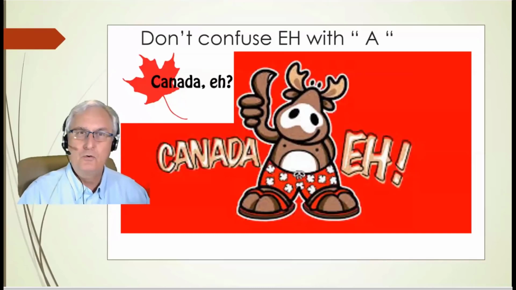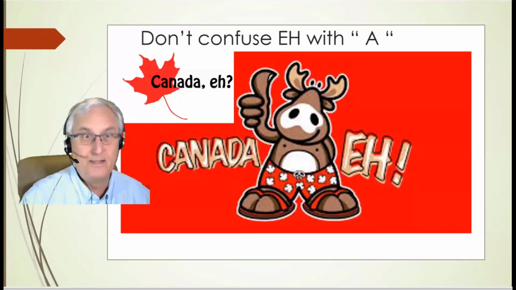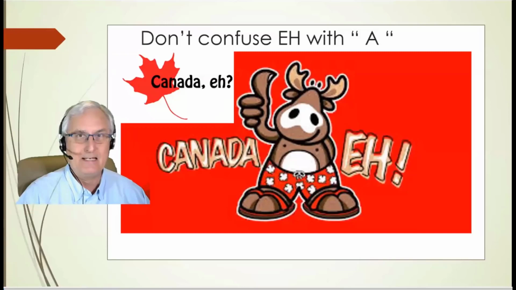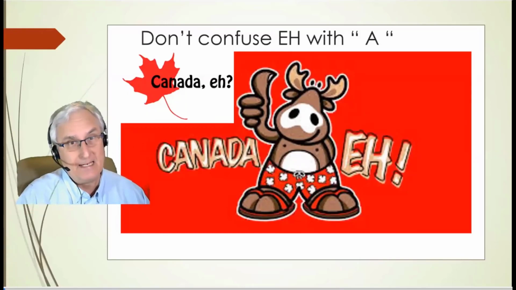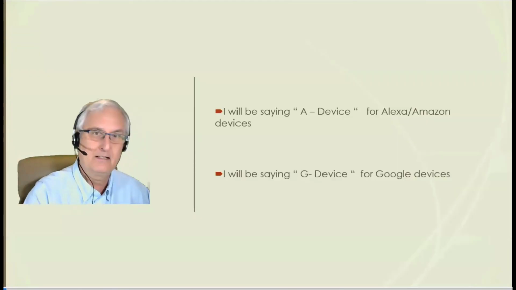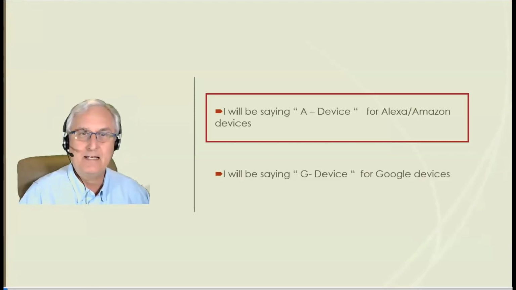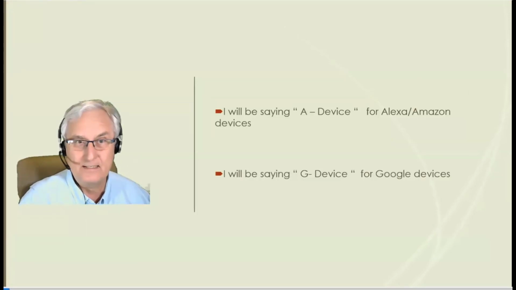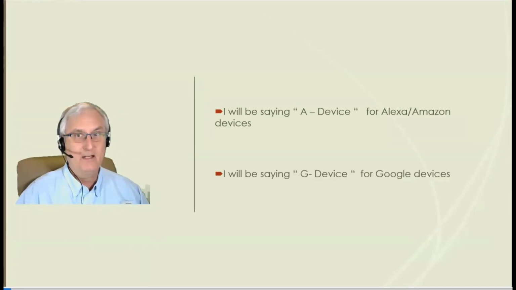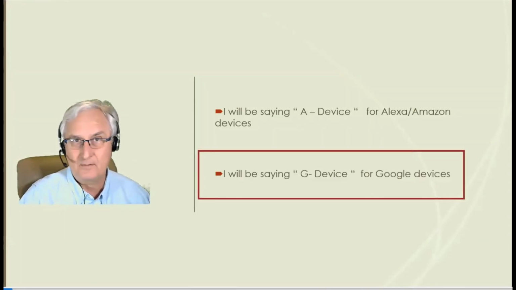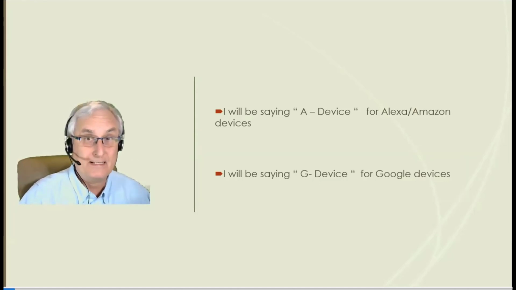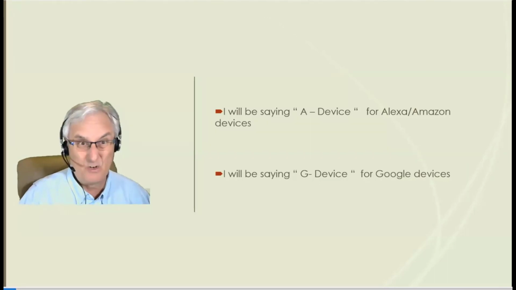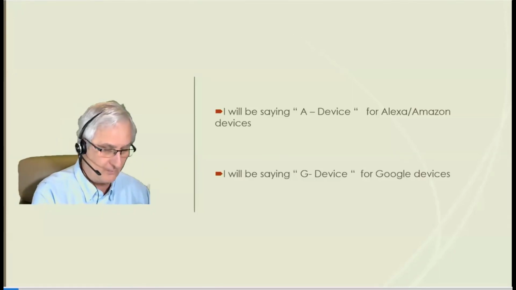Now, don't confuse A with A. You all know I'm Canadian, and Canadians say A, but today I will be saying the A device for you-know-what, and the G device for you-know-what, okay? This is what we're going to be doing, because I don't want everyone's devices to go off. So if I say the A device, you know what I mean, and the G device, you know what I mean.